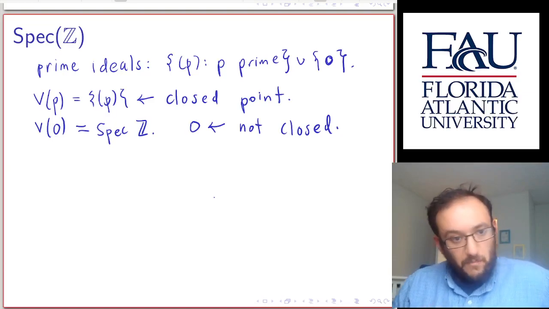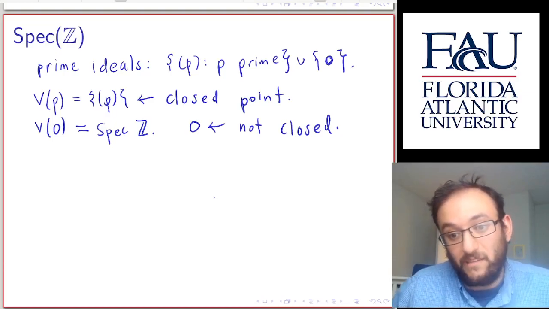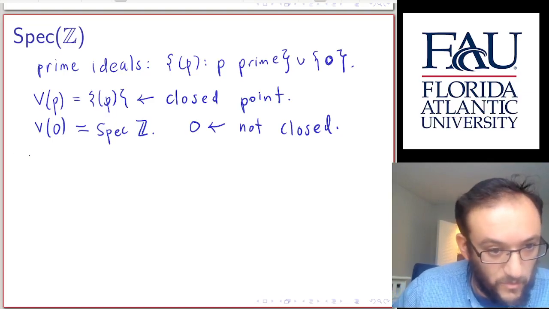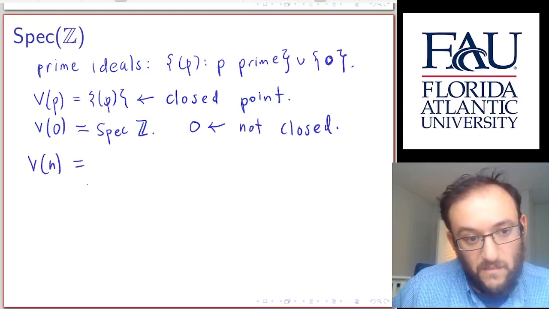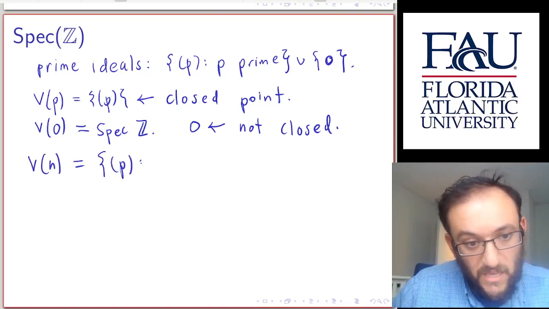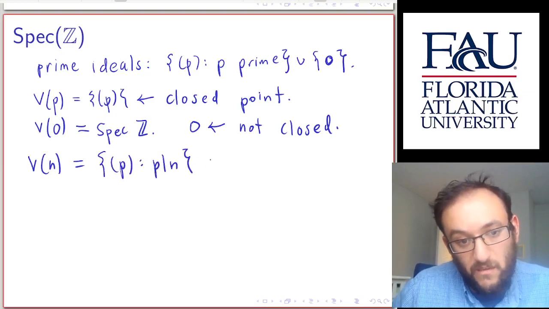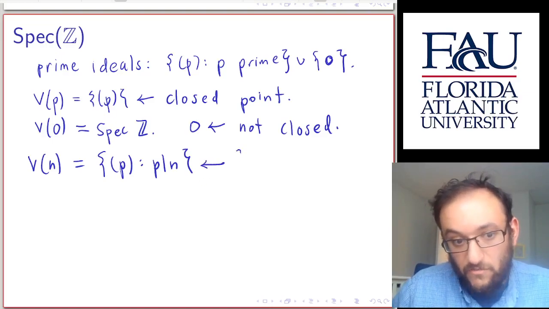Well, we need some element of the ring, and we want to consider all of the prime ideals that contain it. So some element of the ring of integers is just an integer, and the set of primes that contain this is P such that P divides N. So this is going to be a finite collection of primes.